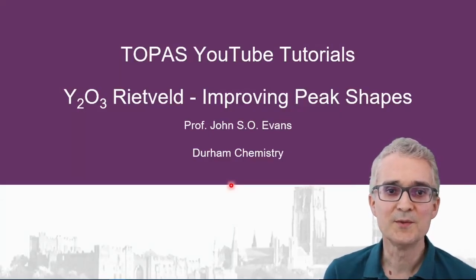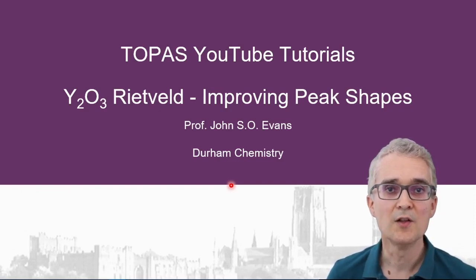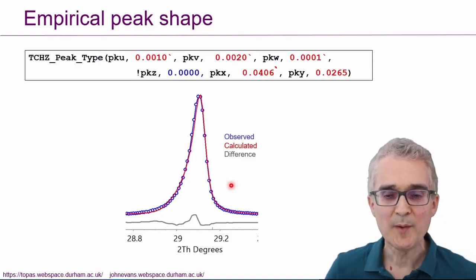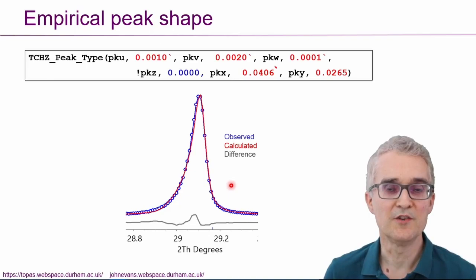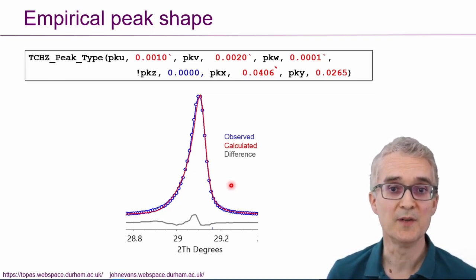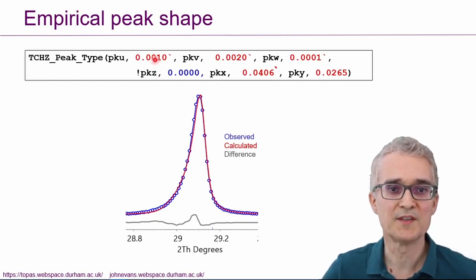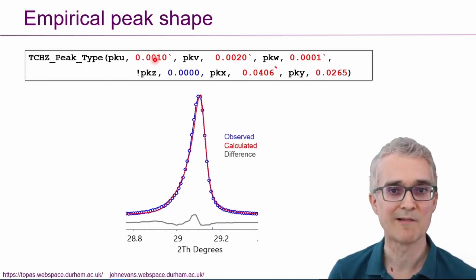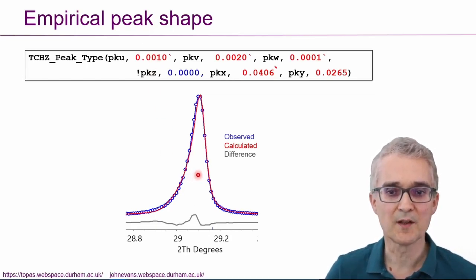Okay, so what I want to do in this video is to pick up on the Y2O3 Rietveld refinement example and look at ways of improving the peak shape description. So if you remember the refinement that we did on yttrium oxide, we used an empirical peak shape approach where we fitted a pseudo-Voigt peak shape function to the experimental data. And we actually refined 5 parameters in the peak shape, plus an extra parameter to describe the peak asymmetry. And at the end of the refinement, we had a fit something like the one on the screen here.